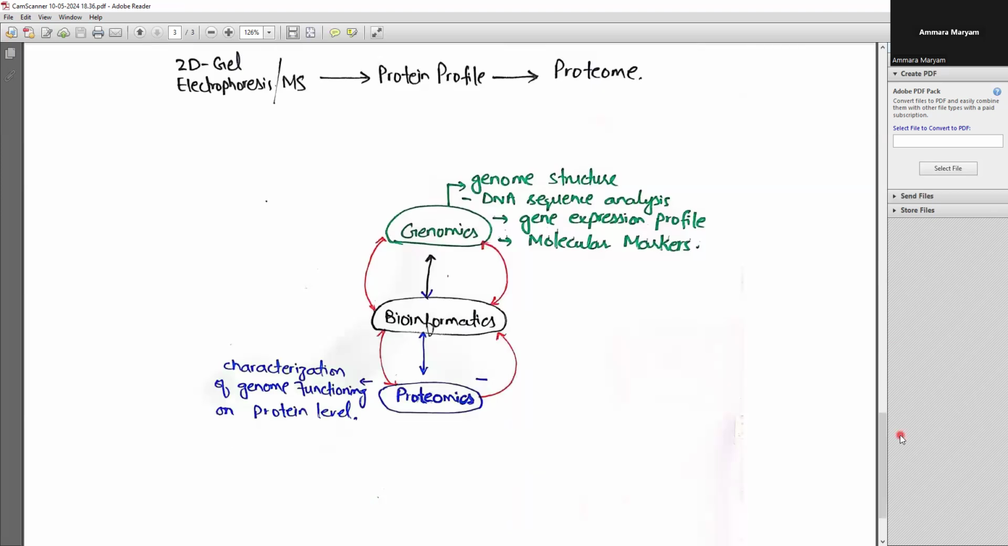Now, basically, what happens? All these things are interrelated. These are interrelated with the bioinformatic tools. You know that bioinformatics is basically the established resource for molecular biology research. ठीक है. And basically जितने भी सॉफ्टवेयर्स हैं, tools हैं जो हम डेटा को स्टोर करने में, एनालाइज करने में यूज करते हैं, all those belong to bioinformatics.